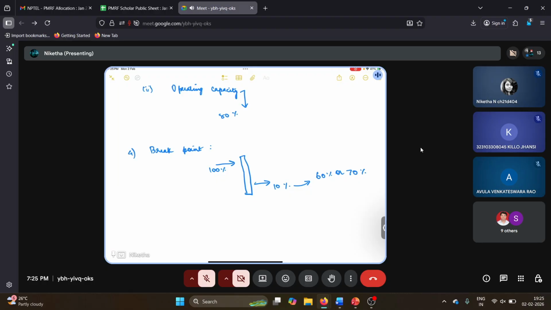This breakpoint is measured in terms of time as well as volume. It could come after 2 days, after 3 days, sometimes after weeks, sometimes in hours. It depends on various factors. So breakpoint is where your outlet concentration is exceeding the limits laid down. If the outlet concentration is higher than the discharge limits, then that point is called breakpoint.